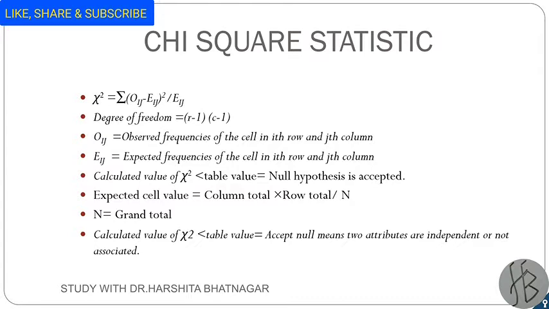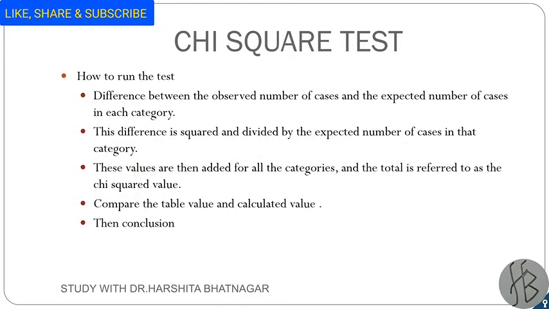Here, how will you calculate the expected cell value? That is equal to the column total multiplied by the row total divided by n. What is n here? n is the grand total of the values. Again, if the calculated value is less than the table value, then we will accept the null hypothesis, which means the two attributes are independent or they are not associated. So this is the chi-square statistic in both cases.